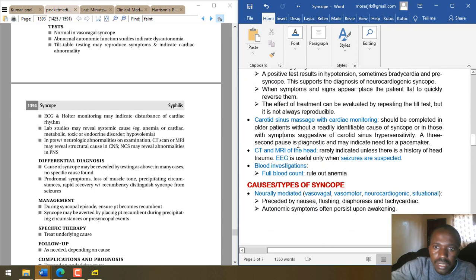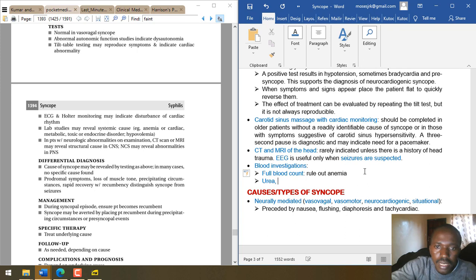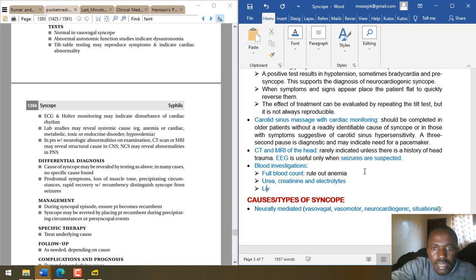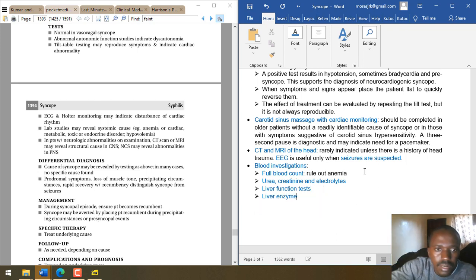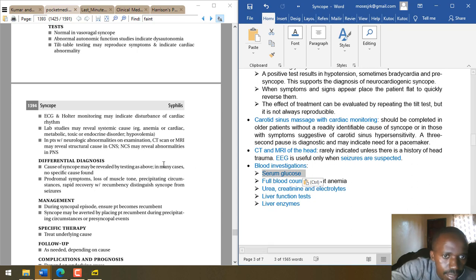even on this, urea, creatinine, and electrolytes are very important, as well as liver function tests and liver enzymes. Of course, there may also be hypoglycemia, so diabetes, so serum glucose estimation is also very important. We always assume that someone who has fainted is hypoglycemic until we prove otherwise. Anyways, causes of syncope may be revealed by the following. Okay, we've talked about that as well. That's the second part. Okay, so I think that should be done from this book.